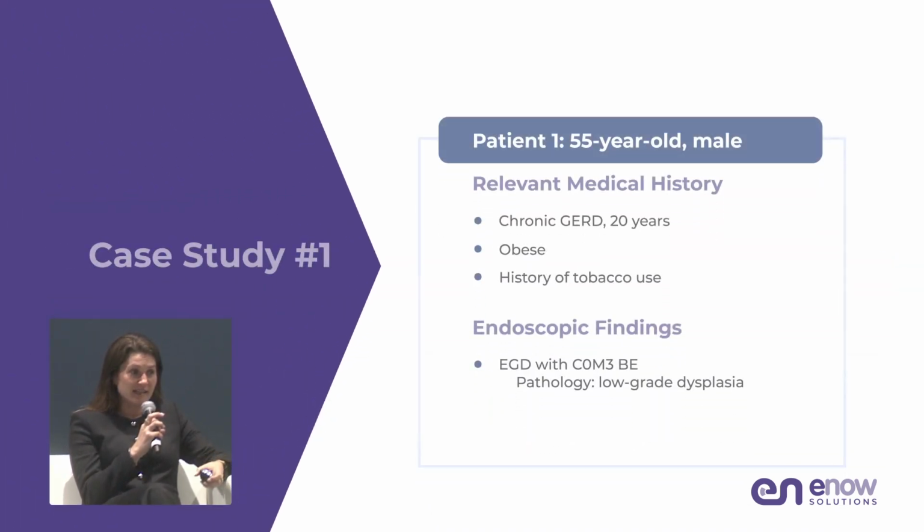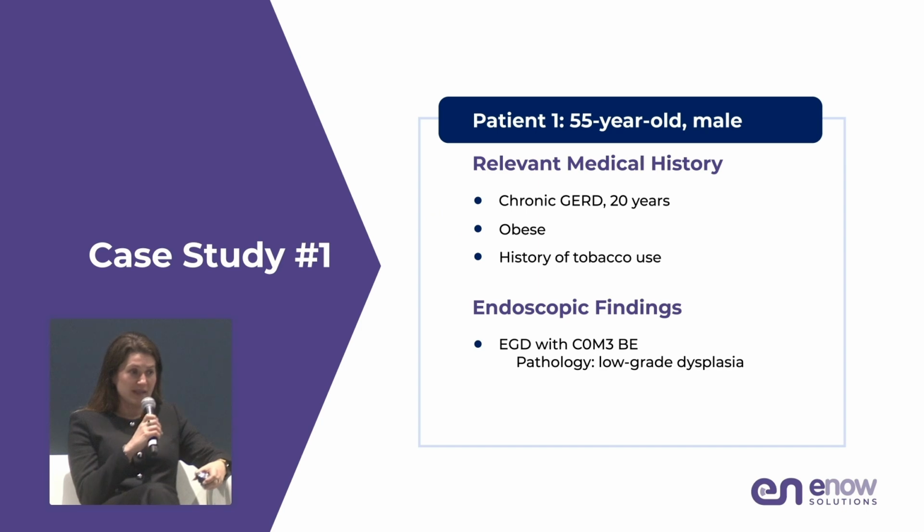So we'll take the first case study, a 55-year-old male, chronic GERD, 20 years, obese, history of tobacco use. And you do your endoscopy and you find C0M3. So low-grade dysplasia Barrett's esophagus segment in a 55-year-old, you have a few options. Endoscopic eradication therapy for low-grade dysplasia, somebody of this age who may want to get rid of the Barrett's entirely, versus a surveillance that would be pretty frequent surveillance to keep an eye on this. And I think many would probably opt for some sort of an endoscopic eradication therapy, but you'd want to sort of understand his risk and his preferences.